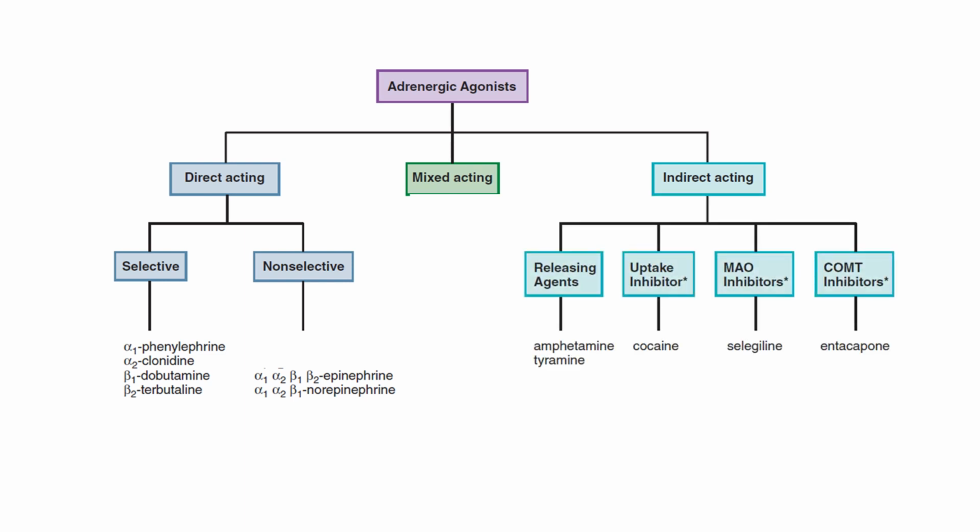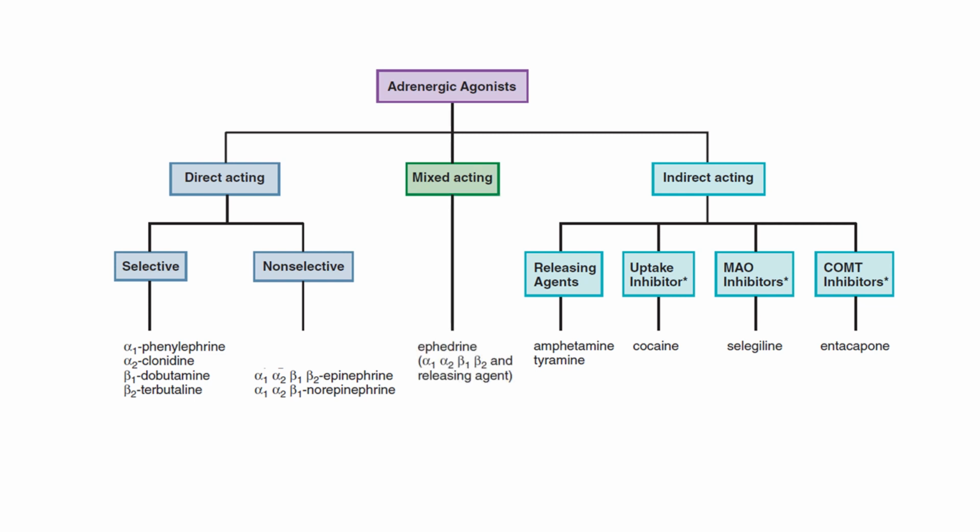The second class is the indirect-acting agonists. Basically, this group of drugs increases the release of norepinephrine into the synaptic cleft, or they prevent the reuptake of norepinephrine, both of which consequently result in an increase of norepinephrine concentration in the synaptic cleft and thus activation of more adrenergic receptors.